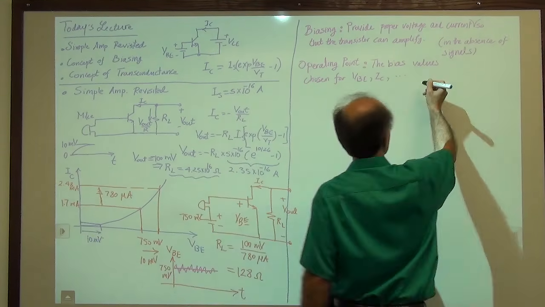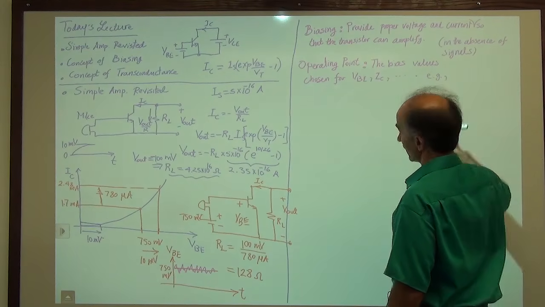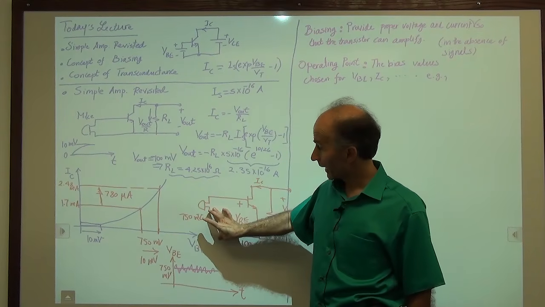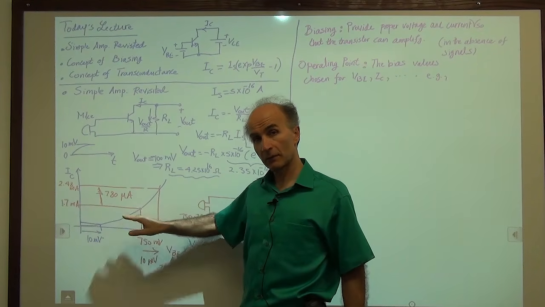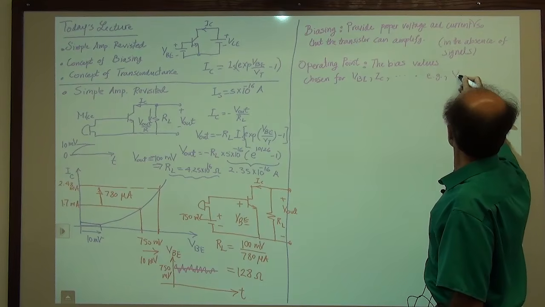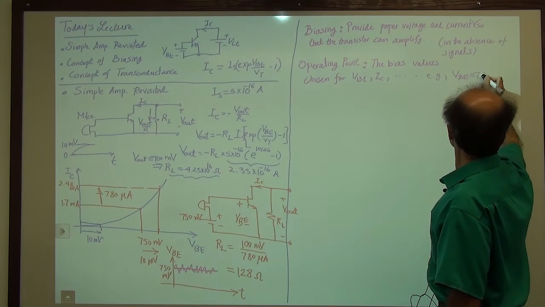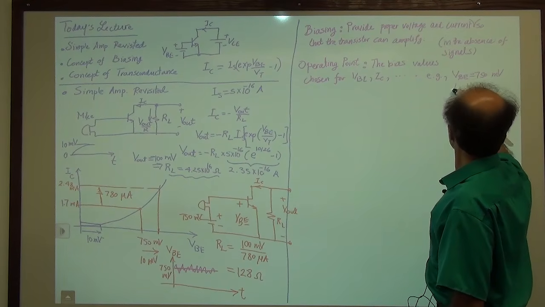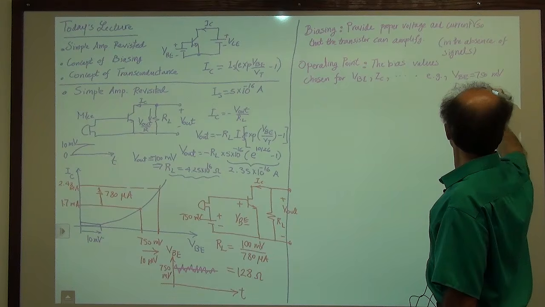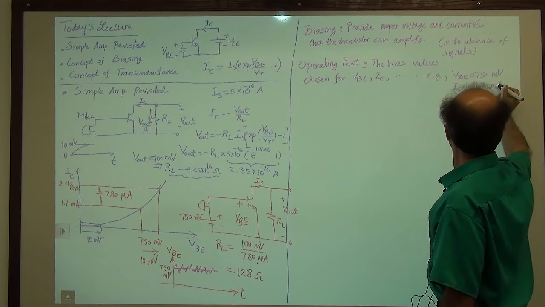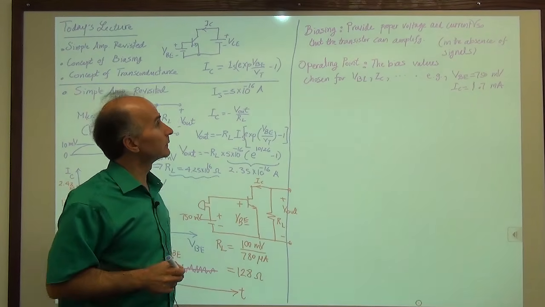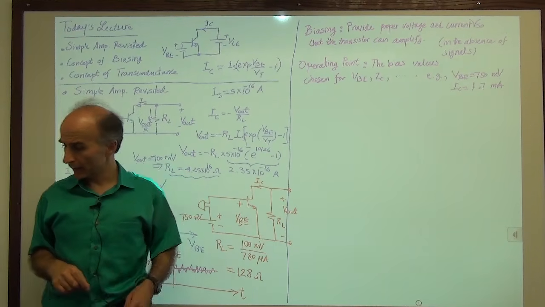For example, this is our operating point. 750 millivolts of base emitter voltage and 1.7 milliamps of current. That pair defines our operating point. So VBE equals 750 millivolts, IC equals 1.7 milliamps. All right, so that pair is our operating point. Okay, all right, so that's what we have in terms of biasing.